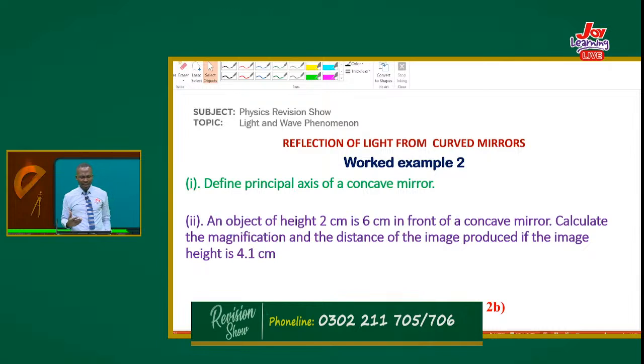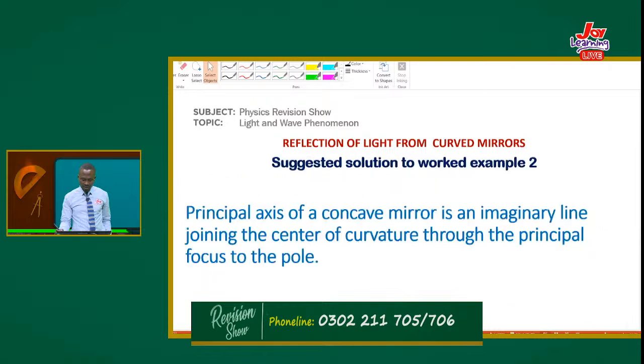So we're talking about the principal axis of a concave mirror. What is it? Well, it says that the principal axis of a concave mirror is an imaginary line. That is to say that should you pick a concave mirror now, you won't see that line that we draw in the mirror. No, it is an imaginary line. This line joins the center of curvature to the pole of the mirror.